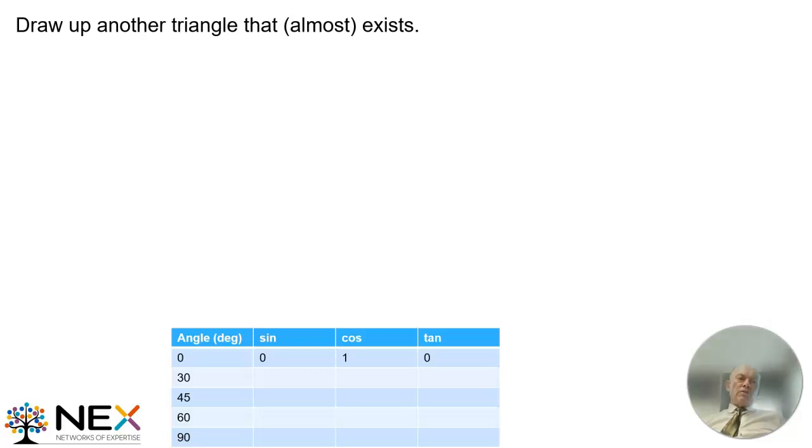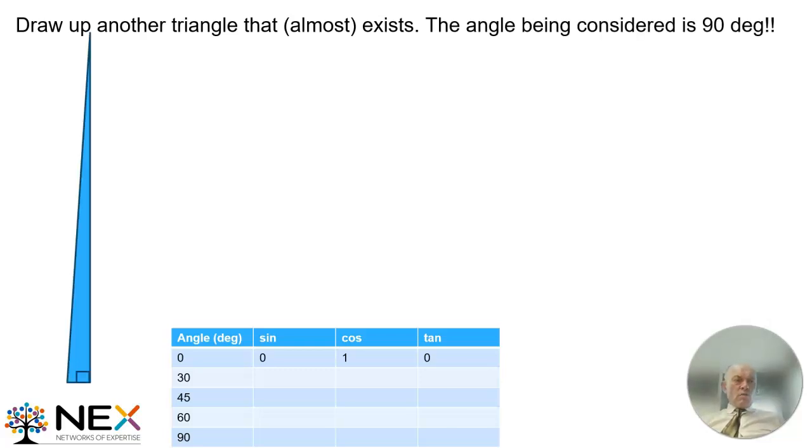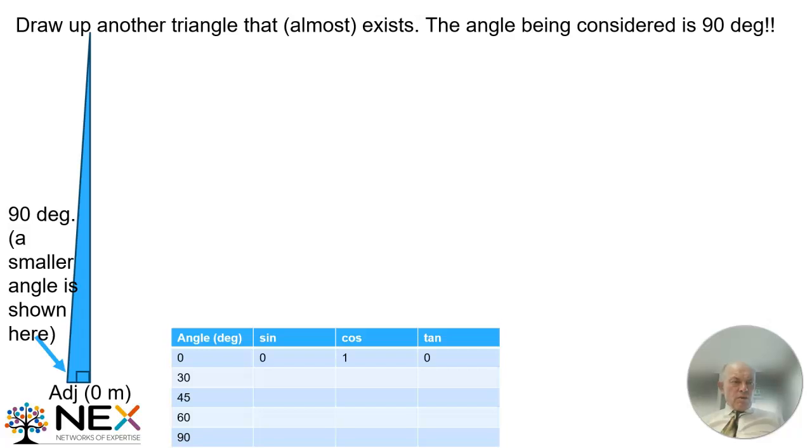Another triangle that almost exists is one with an angle of 90 degrees in it. It's pretty tricky to draw that. So I've drawn a slightly smaller angle, but we'll pretend it's 90. The top angle we'll pretend is around about 0. So that means the bottom one, the adjacent at the bottom there, is 0. The opposite is whatever it is, and the hypotenuse will actually be the same number as the opposite. So the opposite and the hypotenuse are equal to each other.